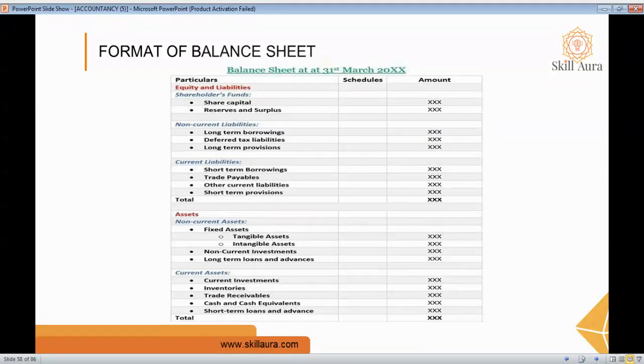Asset is divided into two types, that is non-current asset and current asset. Non-current asset includes fixed assets, which are divided into two categories, tangible and intangible. Tangible, as you know, is that which we can touch and feel, and intangible is not. Non-current investment, long-term loans and advances also come under non-current asset. Current asset includes current investment, inventories, trade receivables, cash and cash equivalents, and short-term loans and advances. When we total these two, we get the total asset. This is known as the balance sheet. This is the format of a balance sheet.